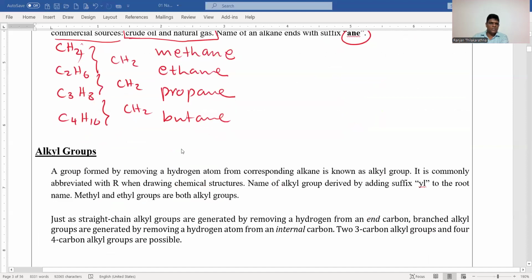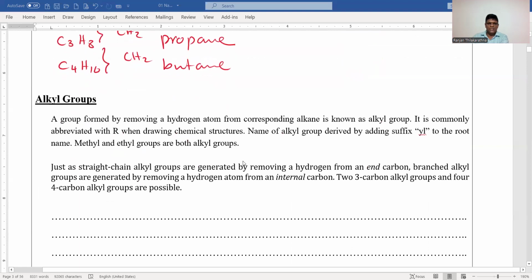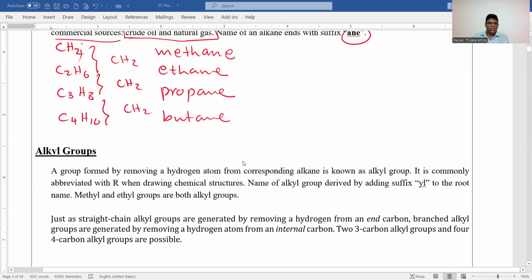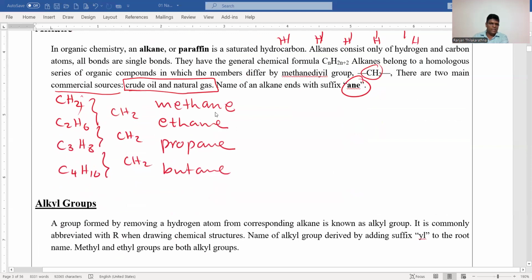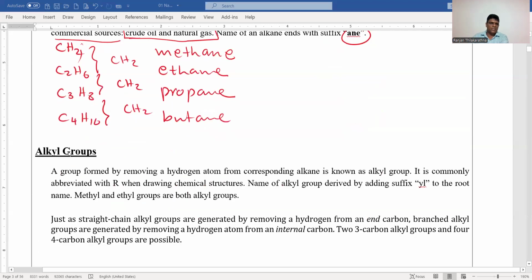Then alkyl groups. Alkyl groups are the remaining part after removing one hydrogen atom from an alkane. For alkanes CH4, C2H6, C3H8 and C4H10, if you remove one hydrogen atom from each, then the remaining part is known as an alkyl group. A group formed by removing a hydrogen atom from the corresponding alkane is known as an alkyl group. It is commonly abbreviated with R.